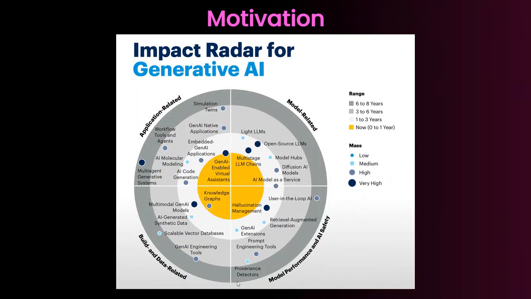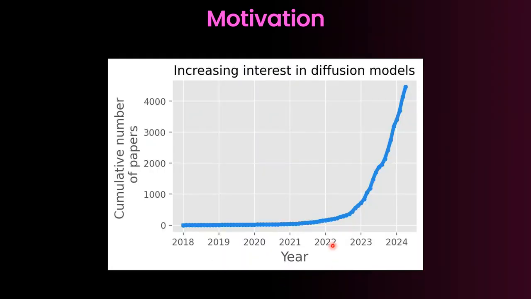This is from the industry review, but for researchers and academia, this graph shows the rapid growth of diffusion models research since 2018. The number of publications has grown exponentially, I guess. So this reflects how these models have become a hot topic in both academia and industry.